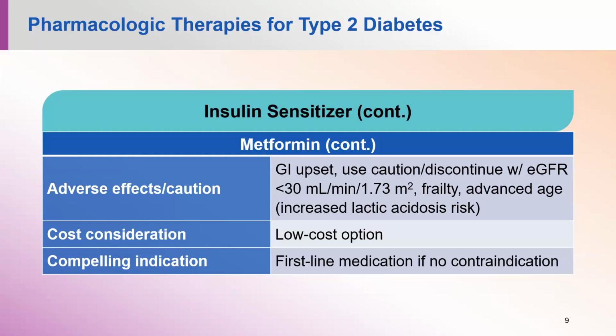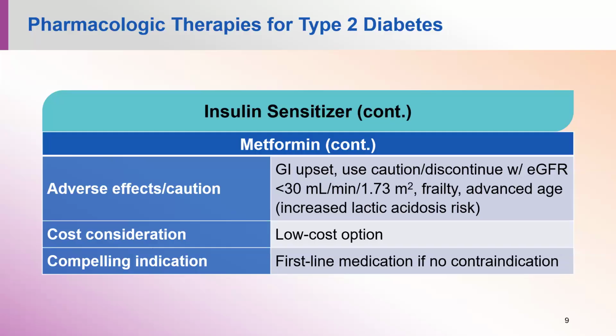Something to keep in mind. When do we consider discontinuing metformin? When the estimated GFR is less than 30, frailty and advancing age, because of the increased lactic acidosis risk. Now, the lactic acidosis risk with metformin is really, really low, but it can have up to a 40% mortality rate. Low cost option. So when the students come back and say to me, oh, so we have to memorize drug costs, I'll say, no, but what's important to remember is metformin's been around for more than 40 years. When something's been around for more than 40 years, it generally is cheap.